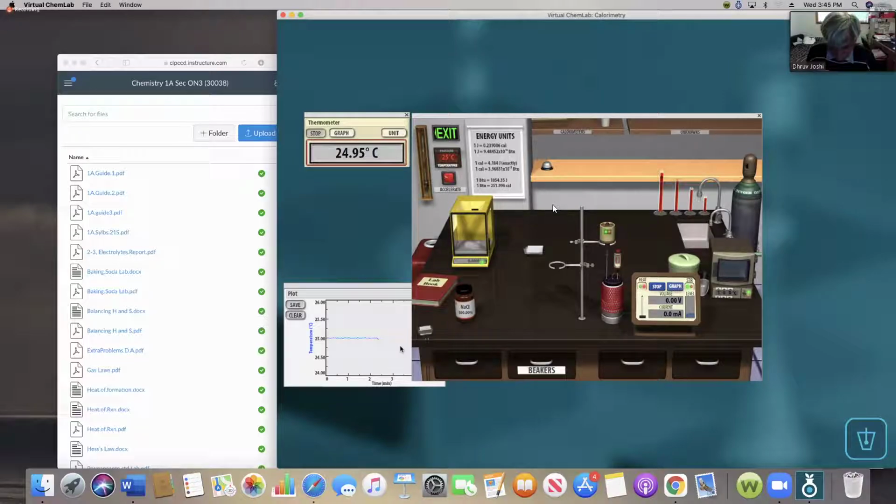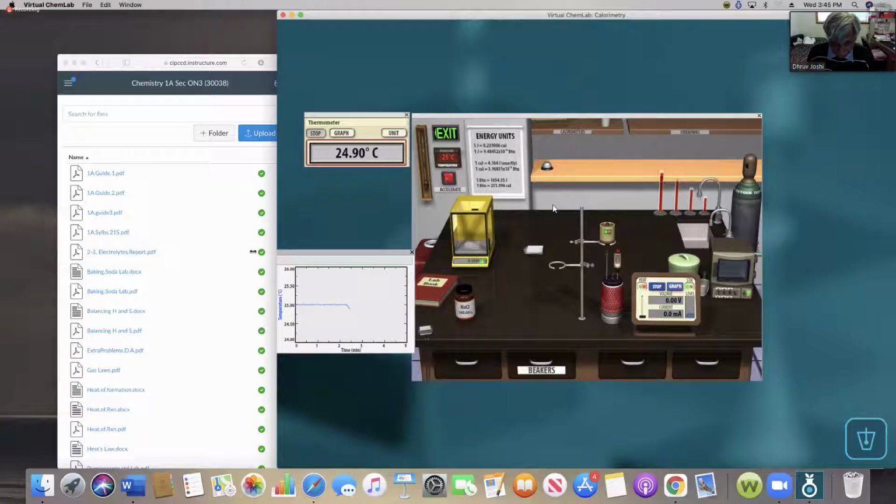Oh, the temperature is decreasing. That's interesting. We started out with 25.00, so write that down. 85. Now we are looking for the decreased temperature, the lowest temperature: 84, 82.